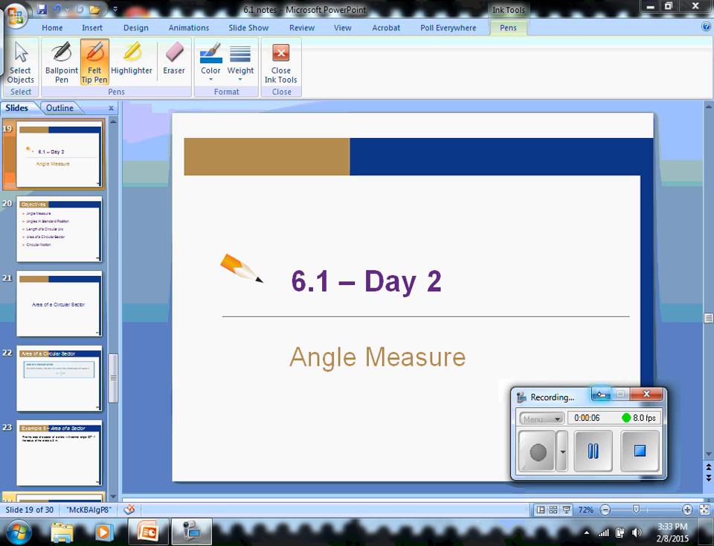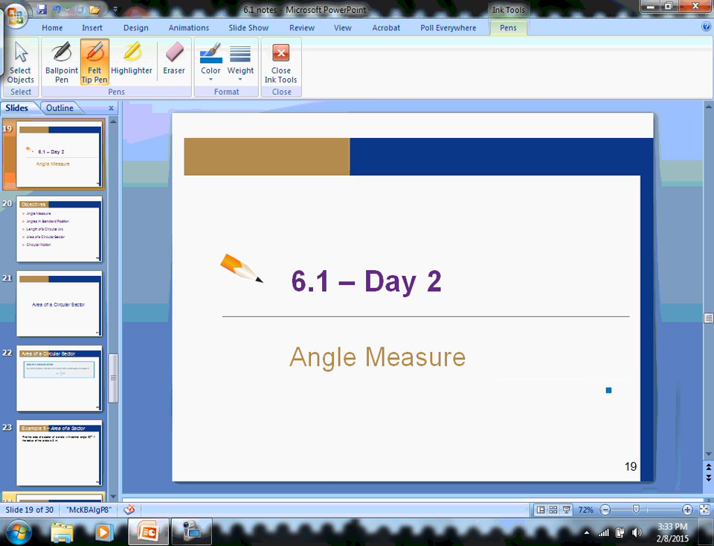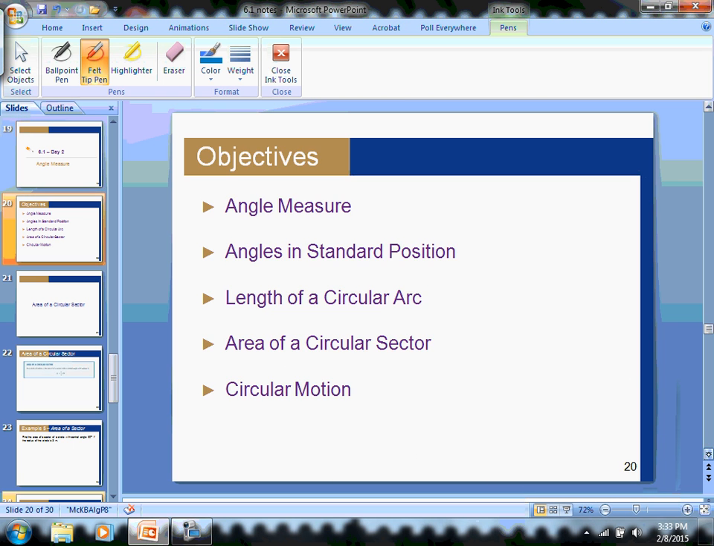These are the notes for section 6.1, day 2, entitled Angle Measures. And today we're just going to talk about two more concepts. We're going to talk about the area of a circular sector, and then we're going to talk about circular motion formulas.